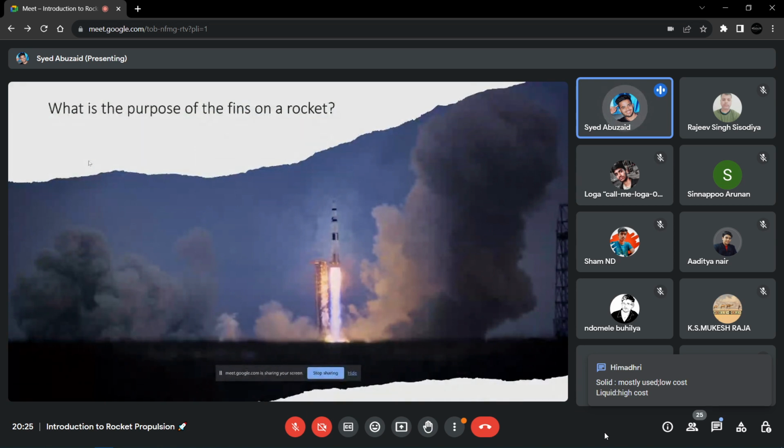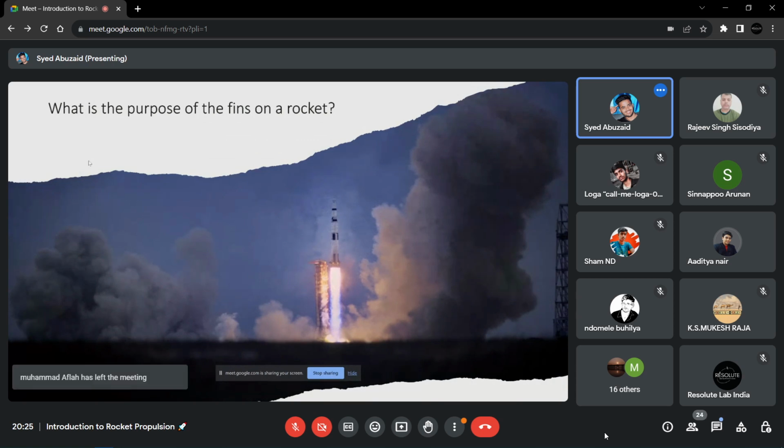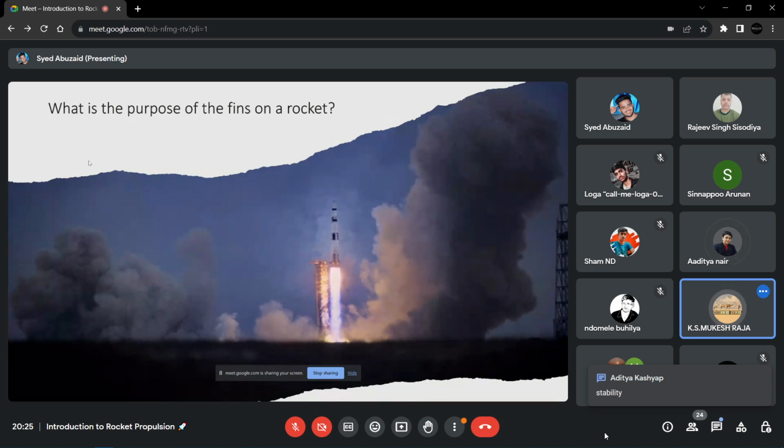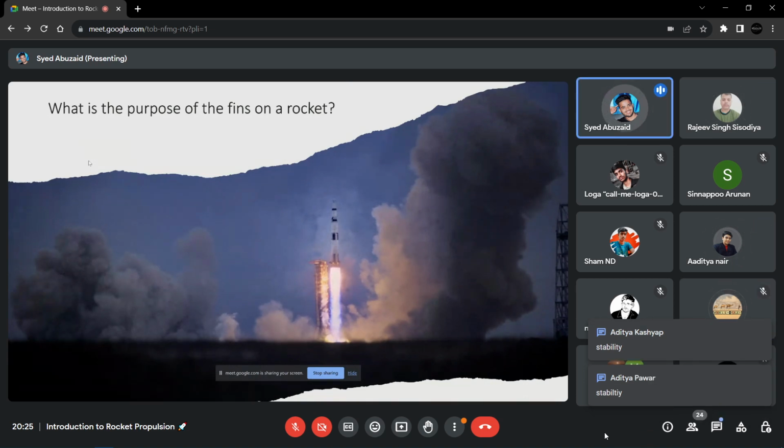Another question: what is the purpose of fins on the rocket? Stability, sir. Yes, stability is the right answer.